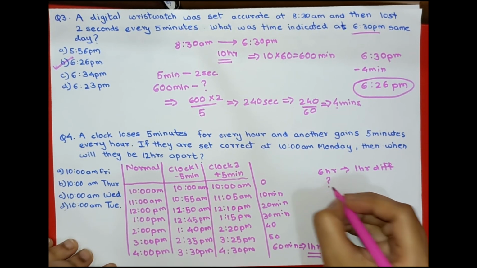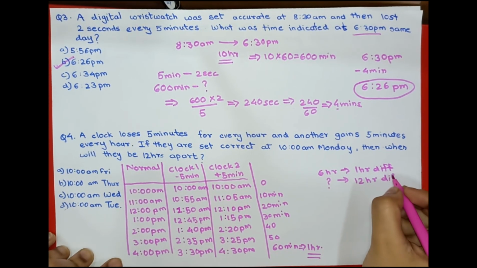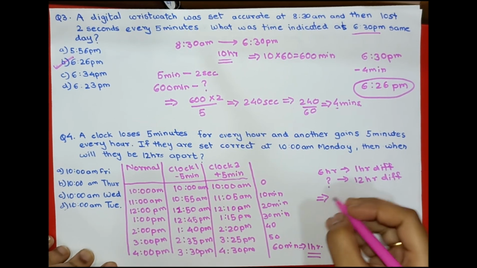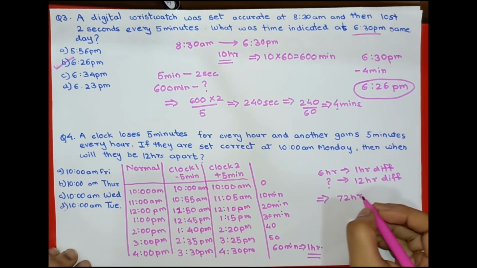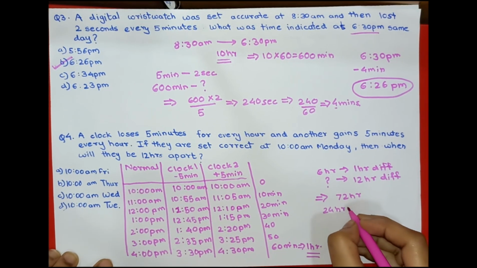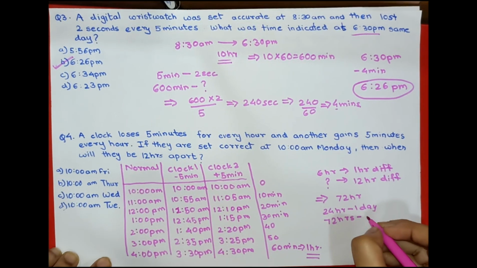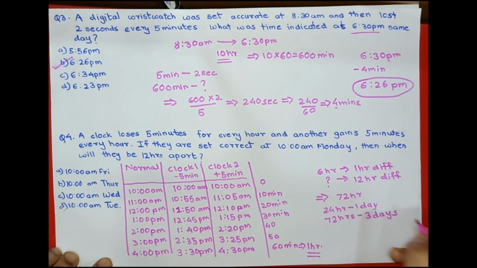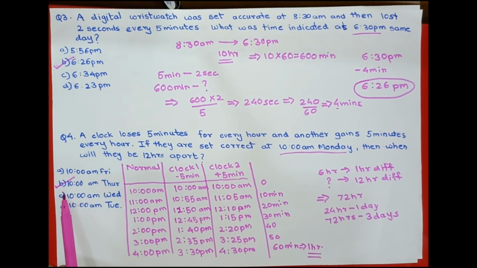So after how many hours will the difference be 12 hours? So we can solve it as, it becomes 6 into 12 as 72 hours. So let's convert it into days. So 24 hours is 1 day, which means 72 hours is 3 days. The clock started at 10 a.m. on the Monday. So 3 days after Monday is Thursday, which means the correct option is 10 a.m. on Thursday.